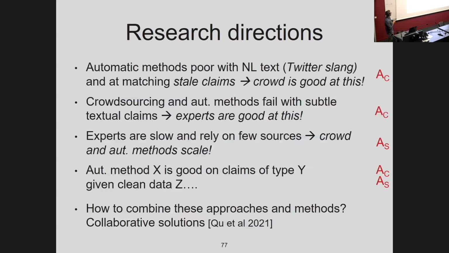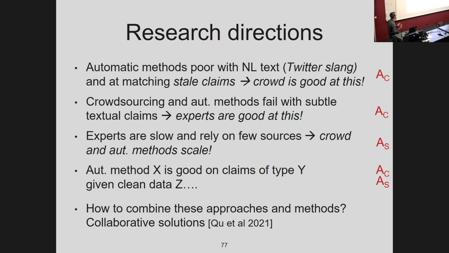So automatic methods are poor with difficult natural language text, such as tweets. They are not able to match the claims with the claim reviews very well, but the crowd is good at this. But the crowd, on the other hand, fails on complex claims where the experts are good. We know that the experts are slow and rely on few sources, while the crowd and automatic methods scale. So it is not clear how to combine them. I mean, we have all these methods that I tried to present today, and it's not clear what is the right way to combine these in a unified solution.